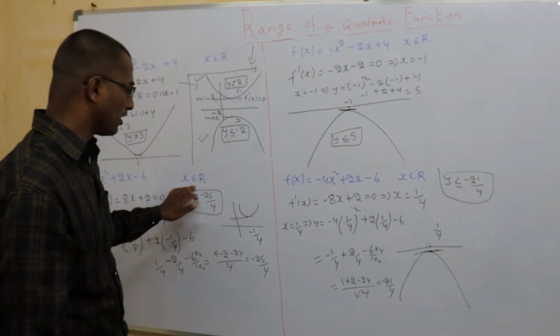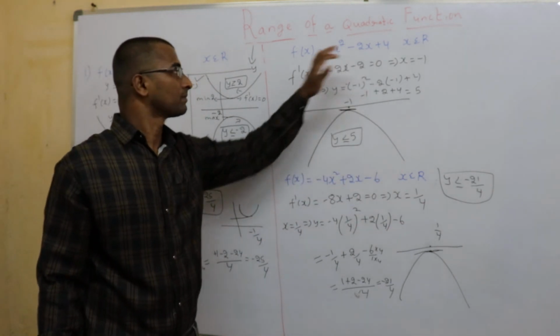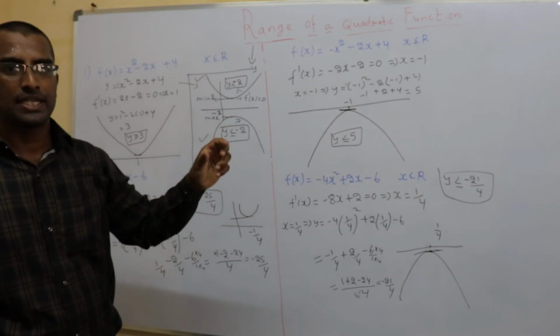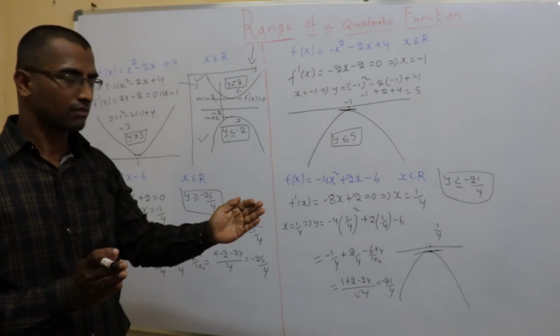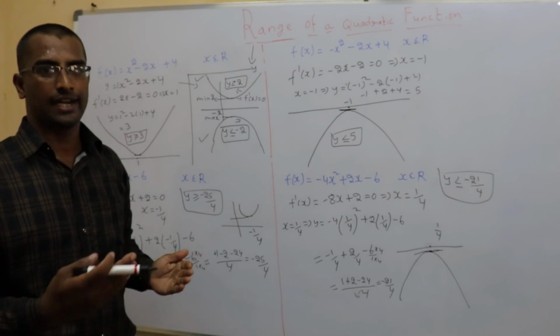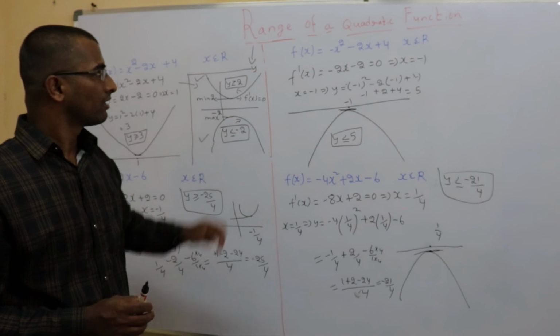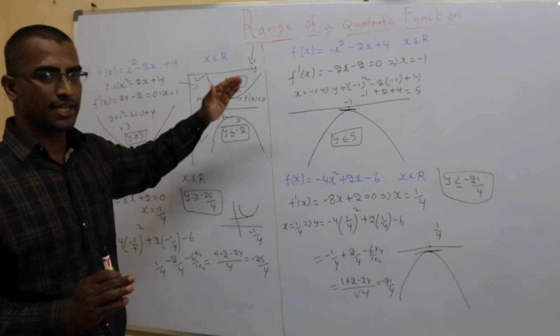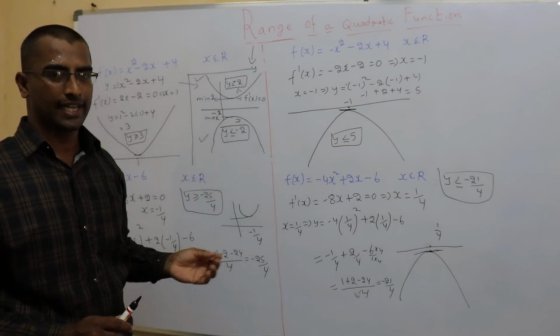Whenever x is not restricted, this is how we get the range. When x is specified between certain limits, how to do it, you will understand in the next video. When x is not restricted, clear on how we get the range, clear?